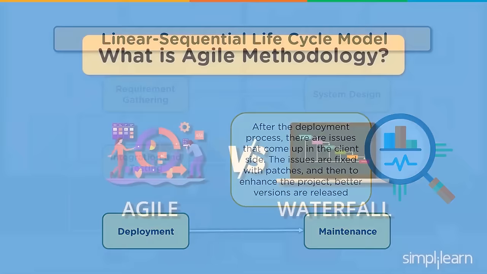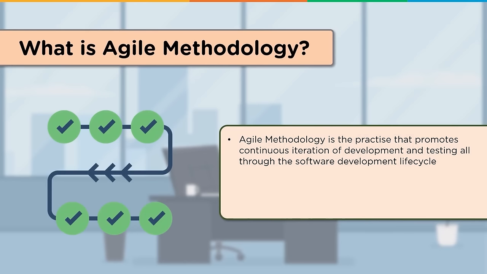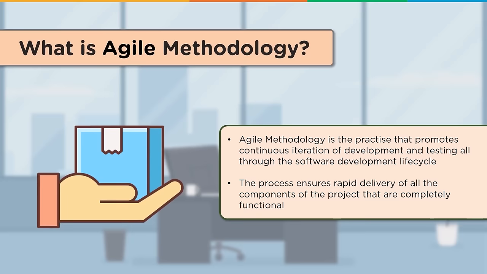Moving forth, we know about the waterfall model and its phases. So let's now see what is the Agile methodology. The Agile methodology believes that every project is different and needs to be handled differently, and the existing methods need to be tailored to best suit the project requirements. The Agile methodology promotes continuous iteration of development and testing all through the software development lifecycle. The process looks forward to quick delivery of all the functional components involved in the project.